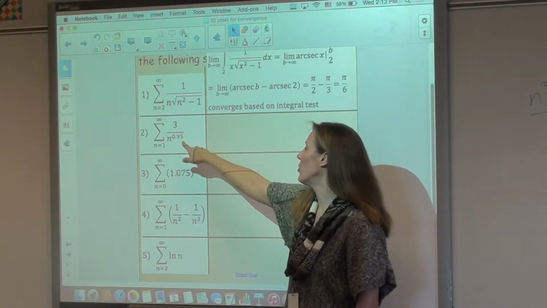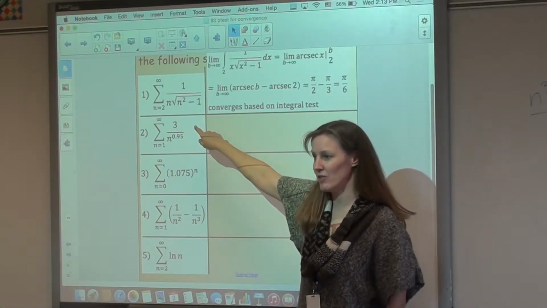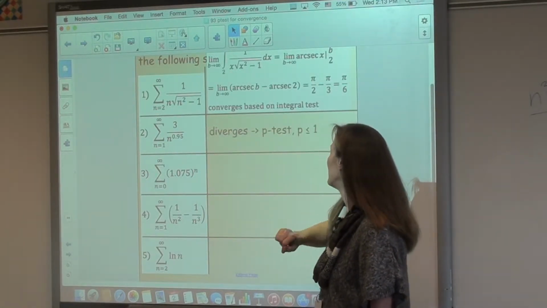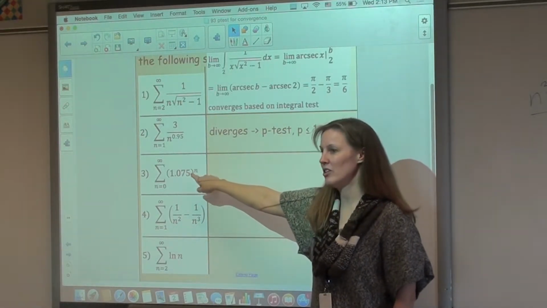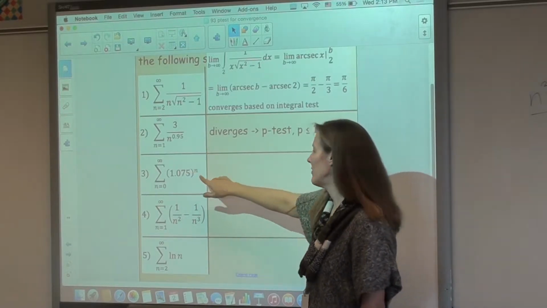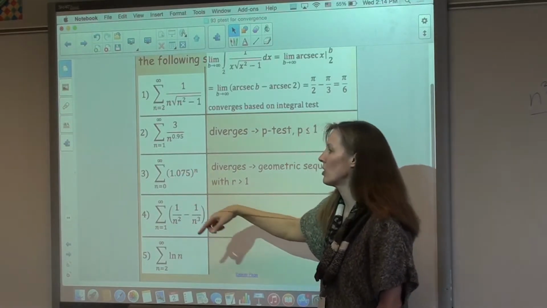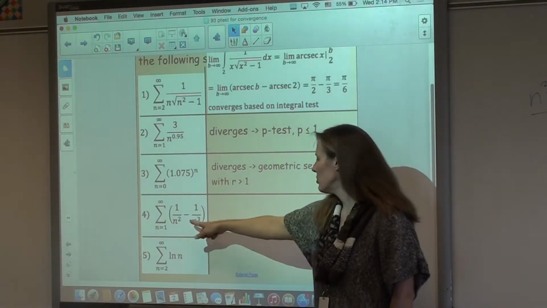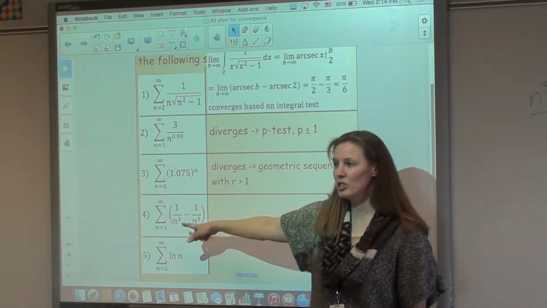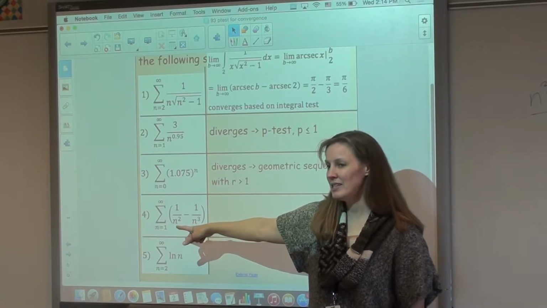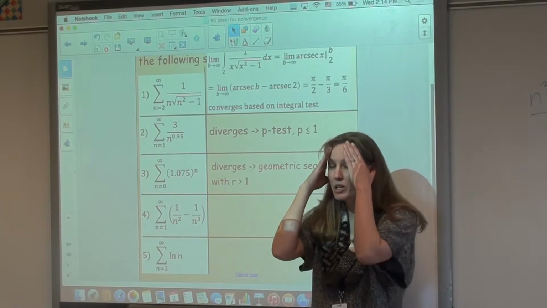So the next one, which test do you apply for this guy? P test, does it converge or diverge? Diverges, right? Good. Which test do you apply for this one? Geometric series, converge or diverge? Diverge, right, because the base is greater than 1. All right. Ooh, this one. Did you try telescoping? Telescoping doesn't work too well for this one, right? So if telescoping doesn't work, what other method could we use?